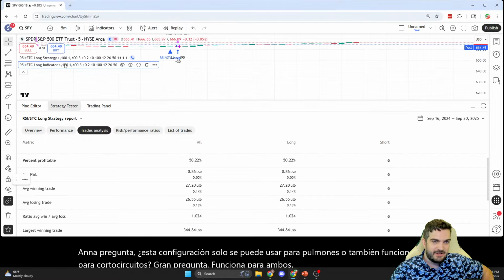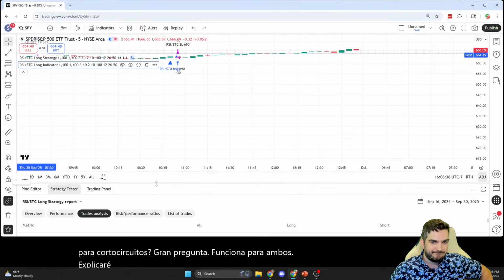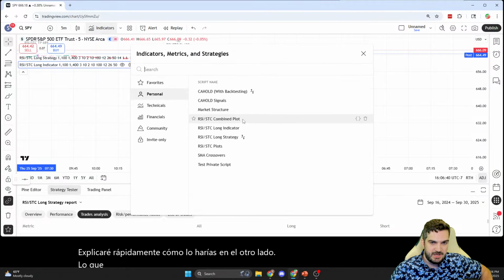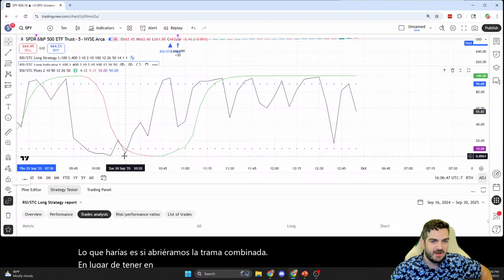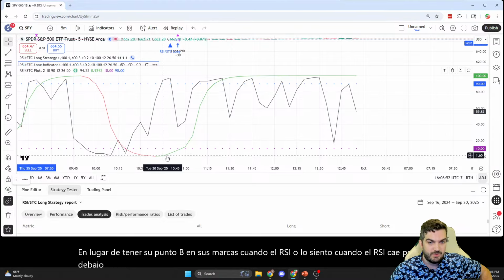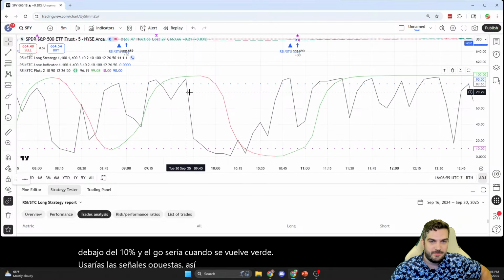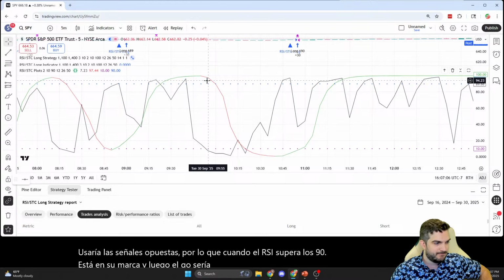I will quickly explain how you would do it on the other side. What you would do is if we opened up the combined plot, instead of having your on your marks point be when the RSI goes below 10% and the go would be when it turns green, you'd use the opposite signals. So when the RSI goes above 90 is the on your mark, and then the go would be when the RSI turns red. Great question.